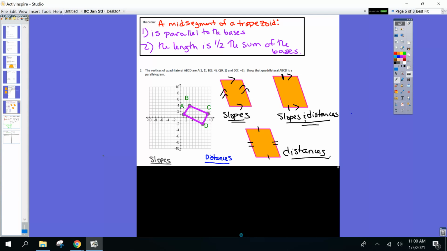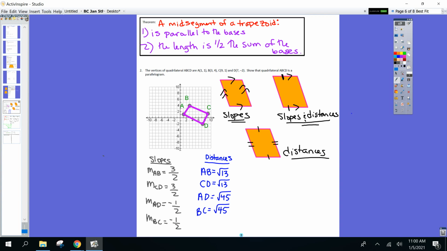Step 1: what formula you're going to use, or formulas. Step 2, use them. Step 3, what did you learn? And then step 4, why is this bad boy a parallelogram? I'm just going to put up on your screen right now what the slopes and distances turn out to be so you can check them as you go along.